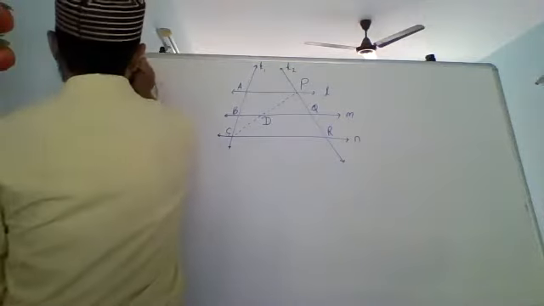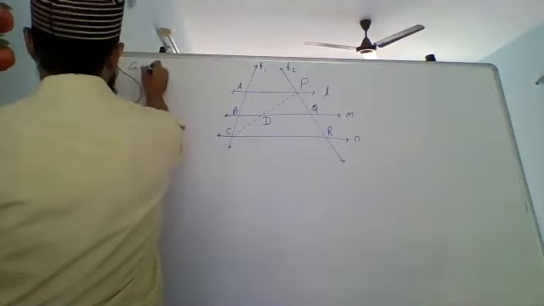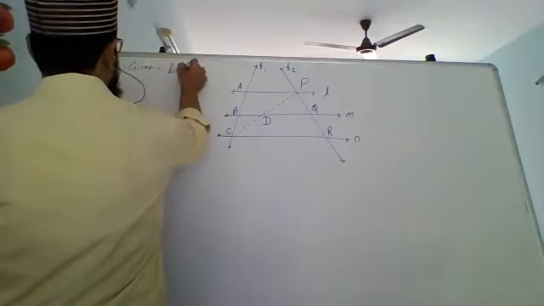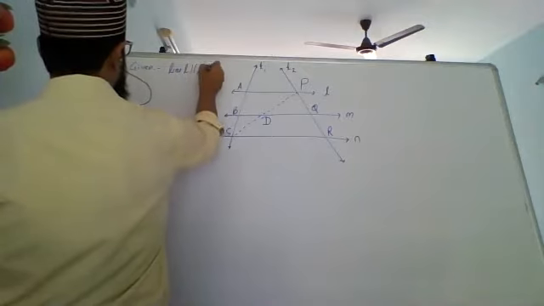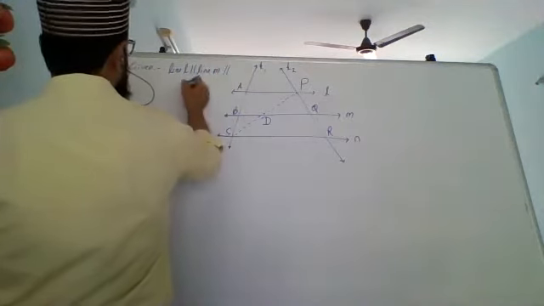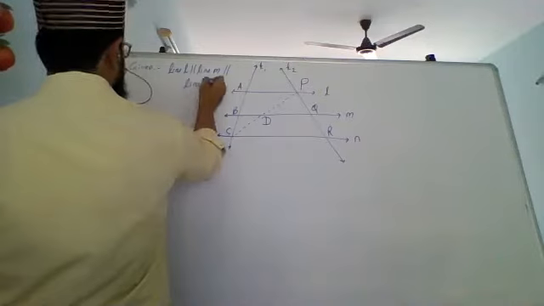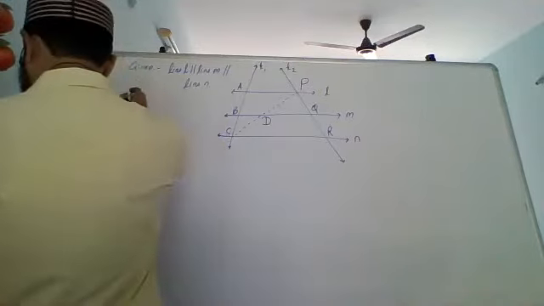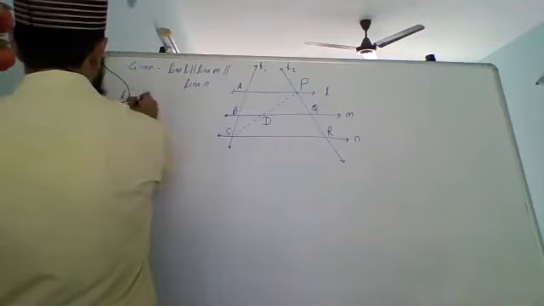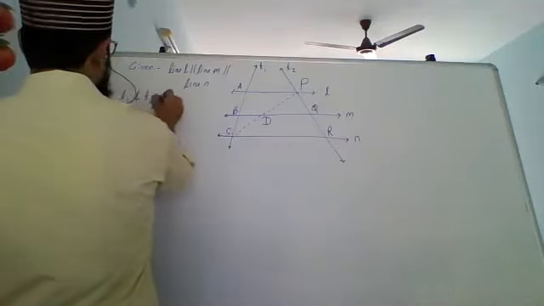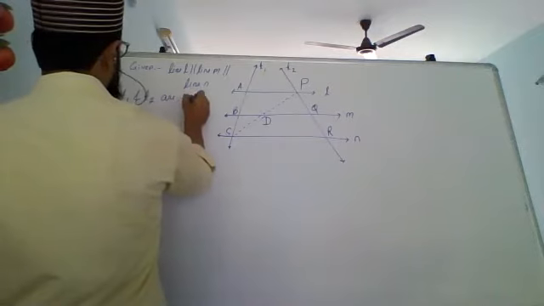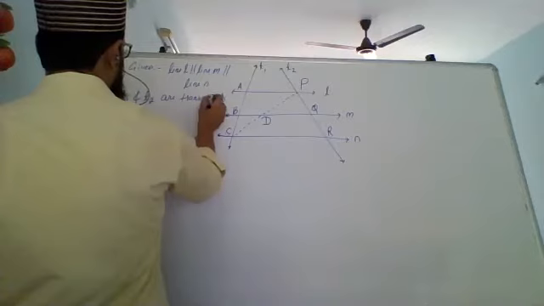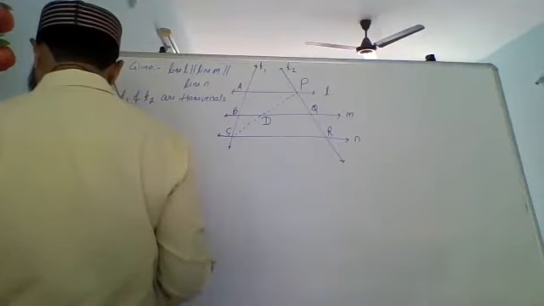What is given to us? Just that the three lines are parallel. Given line L parallel to line M parallel to line N. Okay. What is also given? T1 and T2 are transversals.